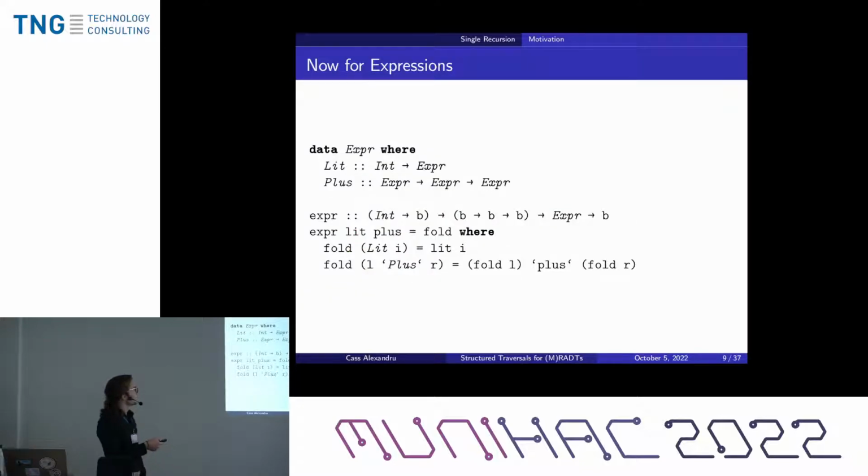Okay, let's look at an expression data type. We have a literal and plus, so this is a very simple expression data type. And I've again written it in GADT syntax. This is a language extension, by the way, that you can turn on. And here again, we have 2 functions as parameters that will replace the 2 constructors of the expression data type. And here you see where we do the recursive calls to factor out the recursion from the applications of this fold.